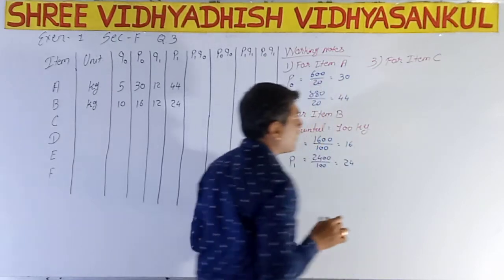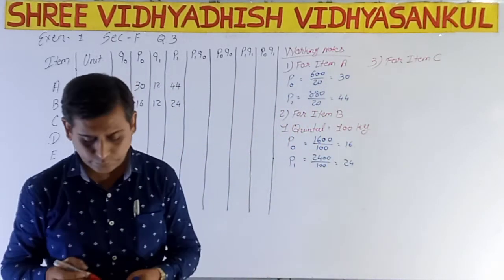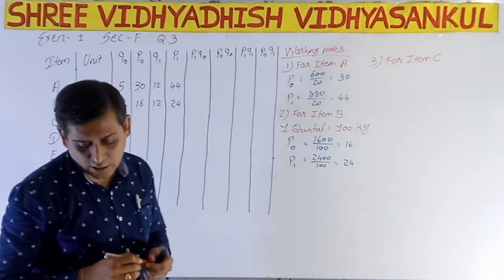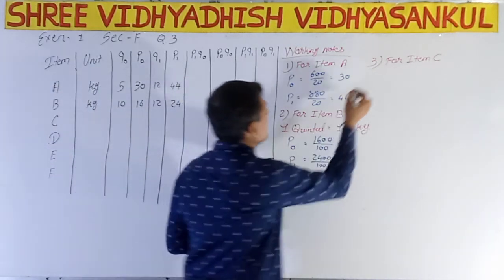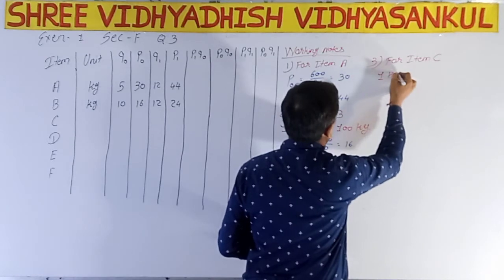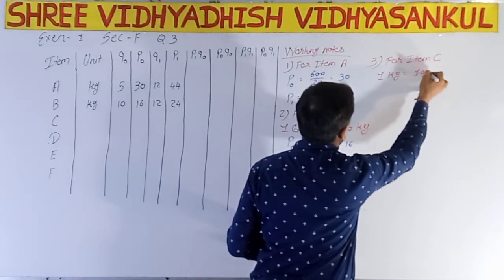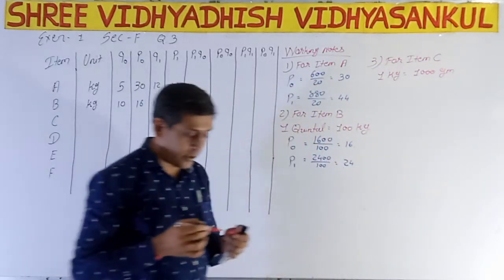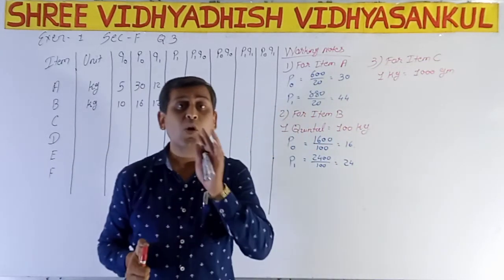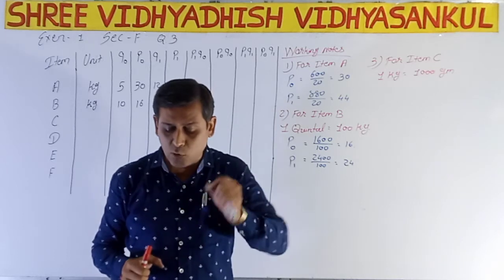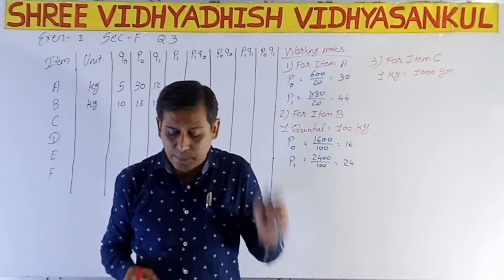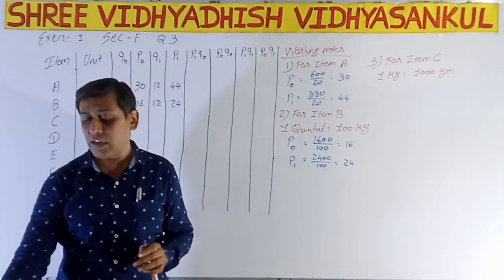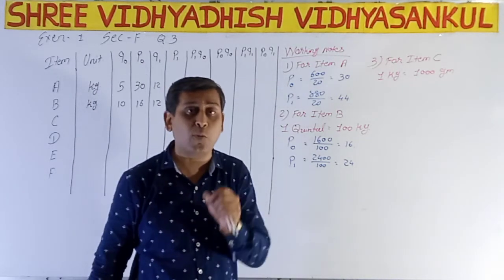See here, what is the working note for item C? So item C is given in kg. 1 kg is equal to 1000 gram. Here we have to convert quantity, we don't have to convert the price, because if we convert the price, then the answer is in fraction.